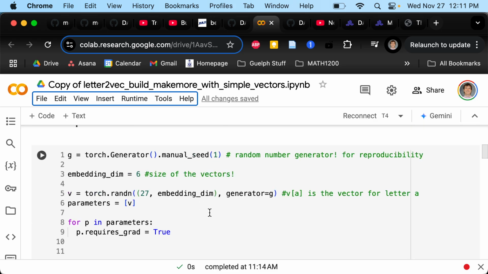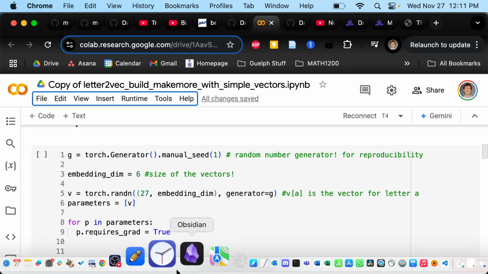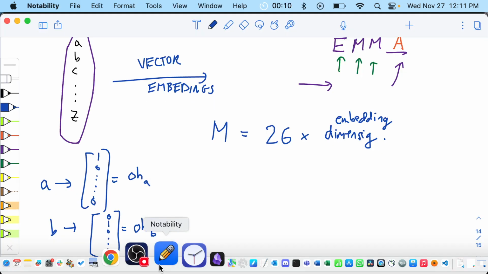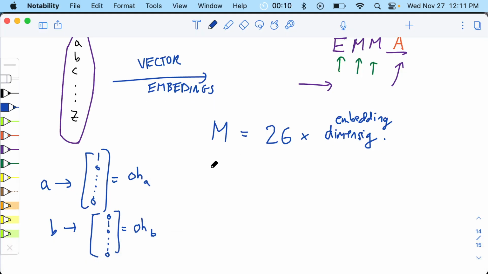Okay, so I made it. This V is 27 by the embedding dimension. You might notice 27 is not the same as 26, which is the number of letters. That's because there's one extra character, which means this is the end of the word. So there's 26 letters, plus there's a period, which means stop making the name. Okay, so it is 26 by the embedding dimension, and then you get the vector.